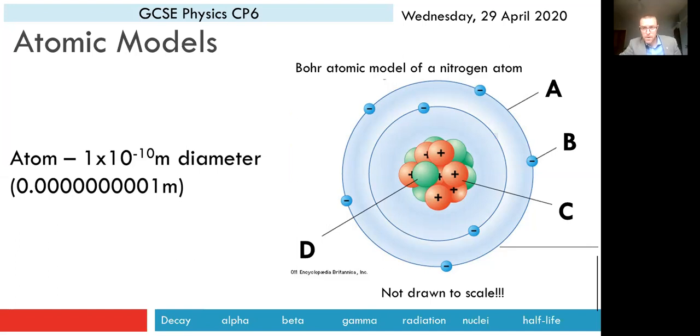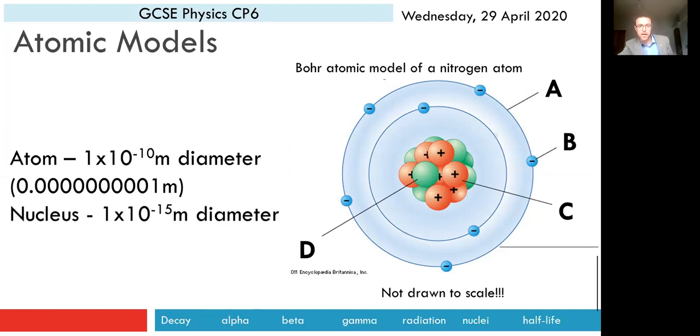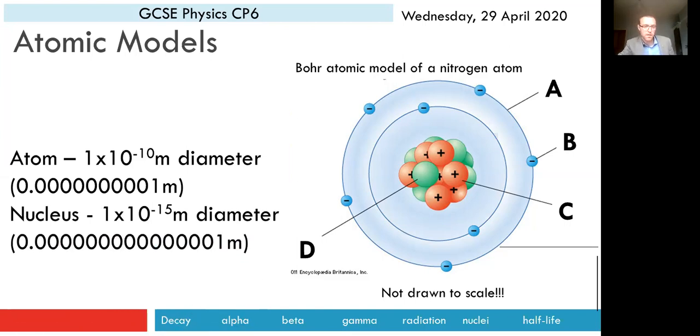If it helps you to remember, 1 × 10 to the -10 is 0 point followed by 9 zeros and then 1 meters. A very small number. How about the nucleus? The nucleus is much, much smaller, and again, we would say it's 1 × 10 to the -15 meters in diameter. That is 0 point followed by 14 zeros and then 1 meters.